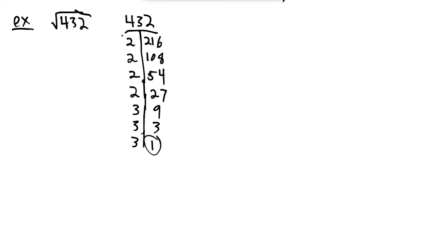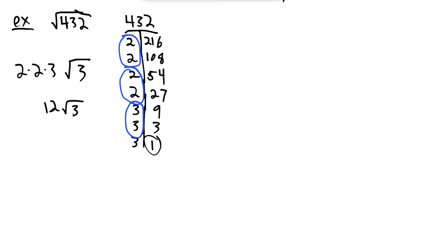Now we're going to pair everybody off. We have 2 sets of 2's there, we have a set of 2's there, and we have a set of 3's. All of the pairs go on the outside, so this becomes 2 times 3. And that poor remaining 3 down at the bottom here stays on the inside. So this becomes 2 times 2 times 3, or 12 times the square root of 3.